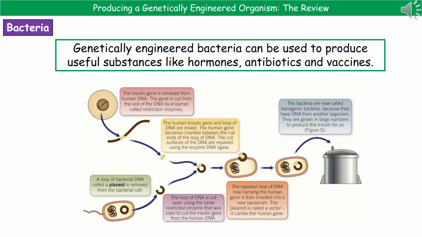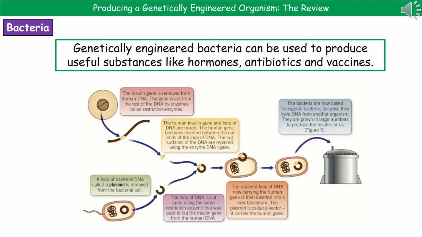Now, the key idea behind producing genetically engineered organisms is that they produce useful things for us. And a key example of this is our genetically engineered bacteria. So we can actually create genetically engineered bacteria that are then able to produce substances that are useful to us. Things like hormones, vaccines, antibiotics. And the process by which we do that is outlined in the diagram at the bottom.